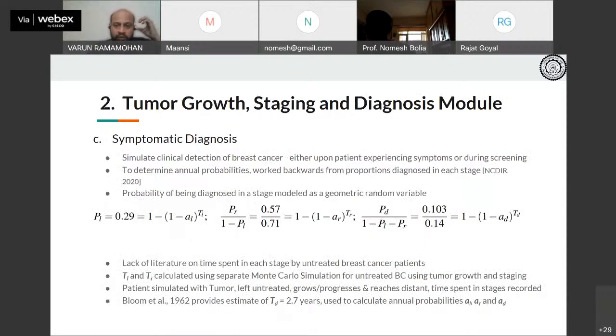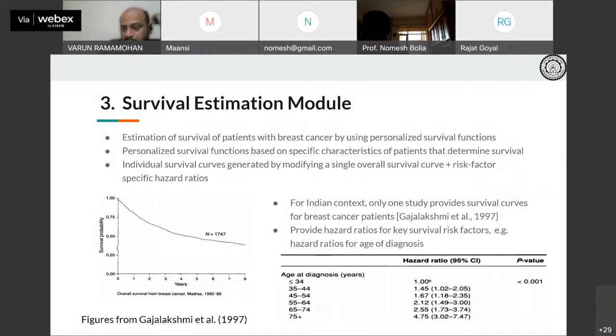We know incidence, we know tumor growth, we now know diagnosis as well, and we know staging as well, right? So using these equations, once we have this, we now need to figure out, once somebody is diagnosed, how does the survival actually go, right? To our knowledge, there is only a single study that has published a survival curve for breast cancer patients in India.